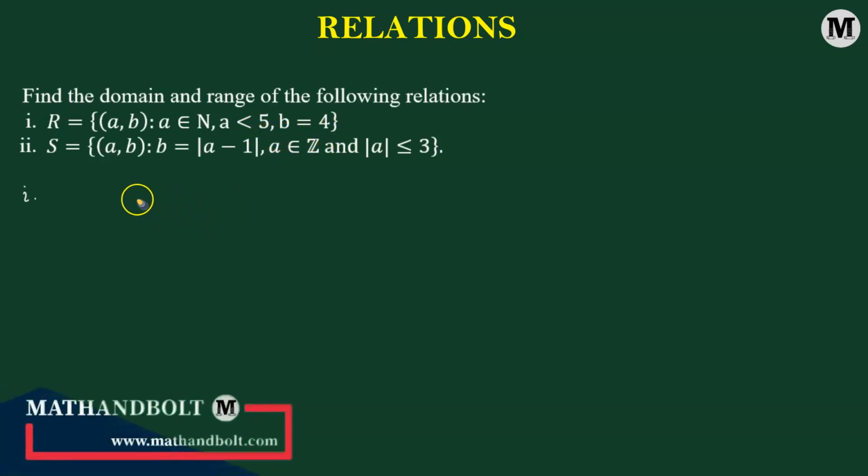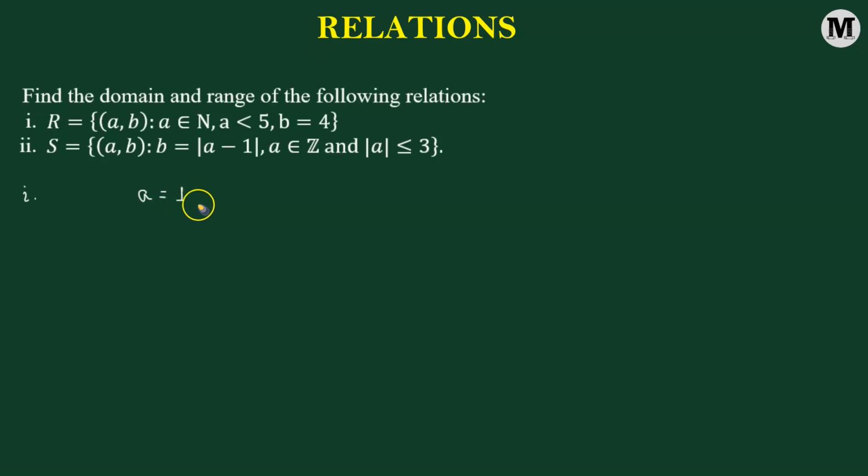Okay, fine. So here we have A less than 5 and A is a natural number. So what are the possible values of A? A could be 1, A could be 2, A could be 3, and A could be 4. All of these belong to the set of natural numbers N. And here B has a fixed value equal to 4.